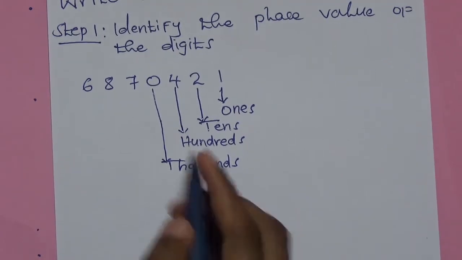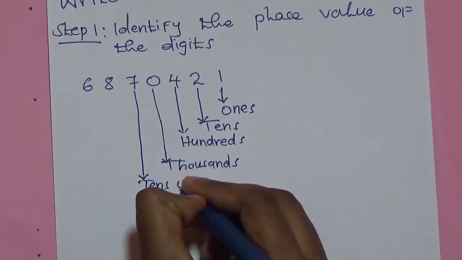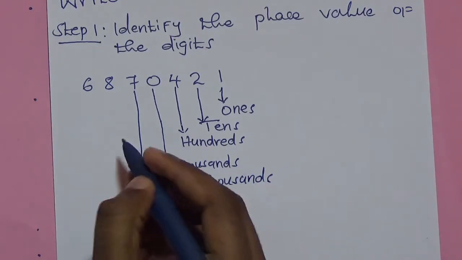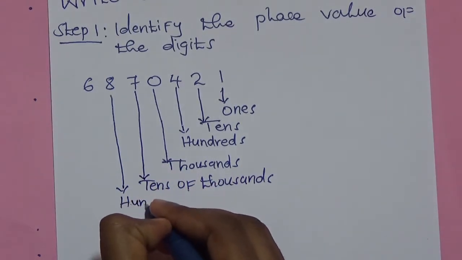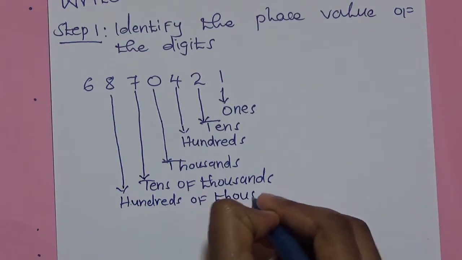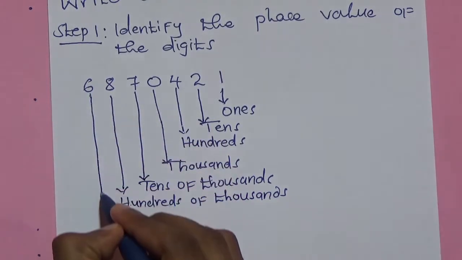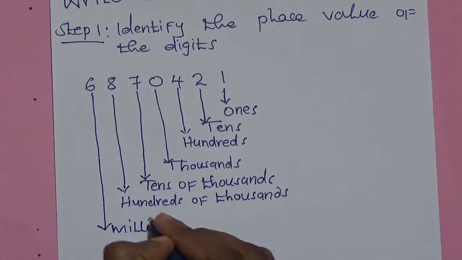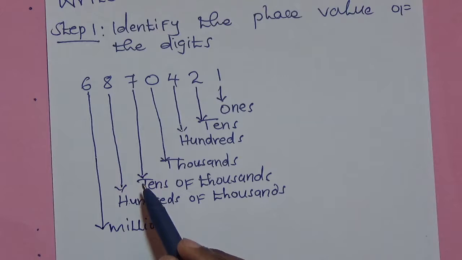then 7 represents tens of thousands, 8 represents hundreds of thousands, and finally 6 represents millions. Now we have identified the place value of every digit in this number.